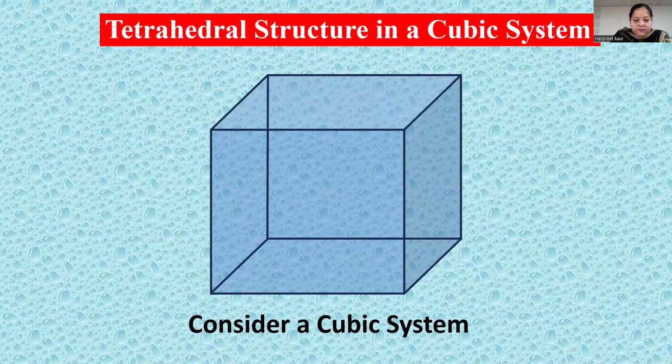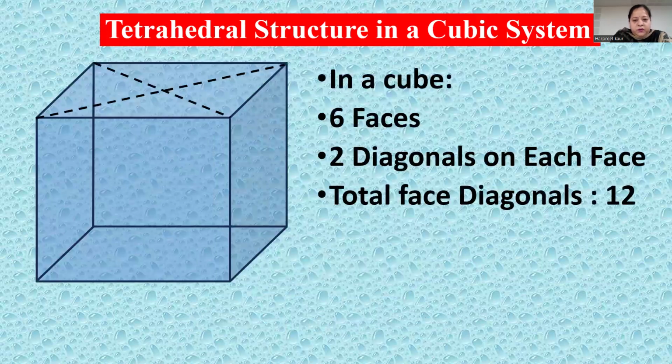Consider a cubic system. In a cube, there are 6 faces. If we consider a room to be a cubic room, there are 4 walls, 1 floor and 1 ceiling, a total of 6 faces. We can say front, back, right, left, up, down. A total of 6 faces are there, and on each face, there are 2 diagonals. The 2 diagonals are shown here in the cubic system at the top. On the ceiling, 2 face diagonals are there. And on 6 faces, a total of 12 face diagonals will be there.